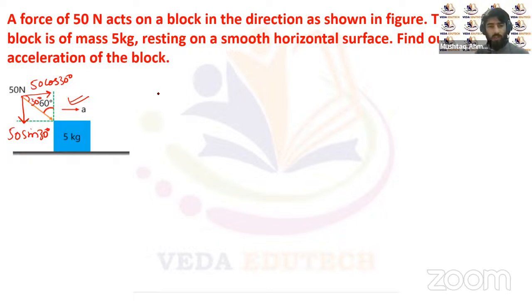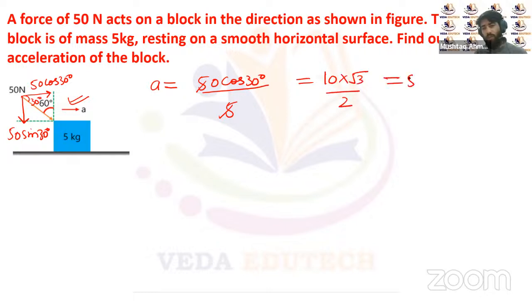So this acceleration A will be equal to 50 cos 30 degree upon the mass of this block. And the mass of this block has been given as 5 kg, right? So we can just cancel this out. So it will be 10 cos 30, and cos 30 is root 3 over 2. So the final acceleration along the horizontal direction will be 5 root 3 meter per second square, right? So this will be the acceleration of the block along the horizontal direction.